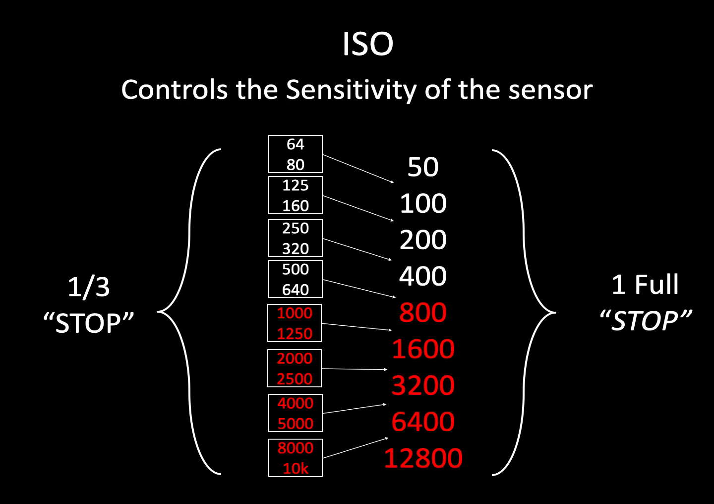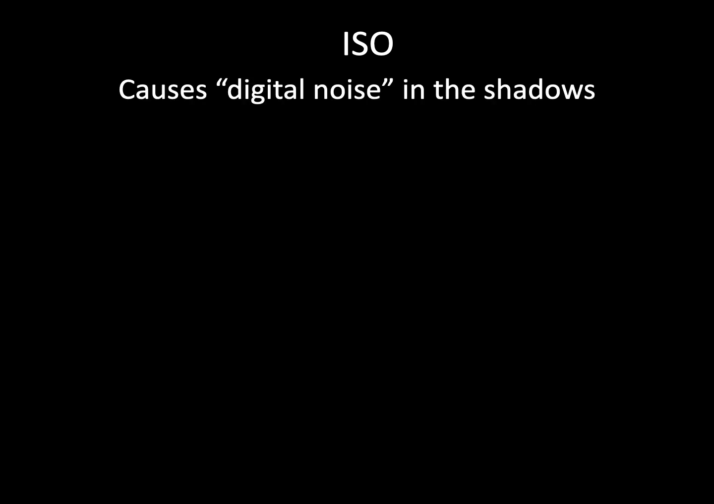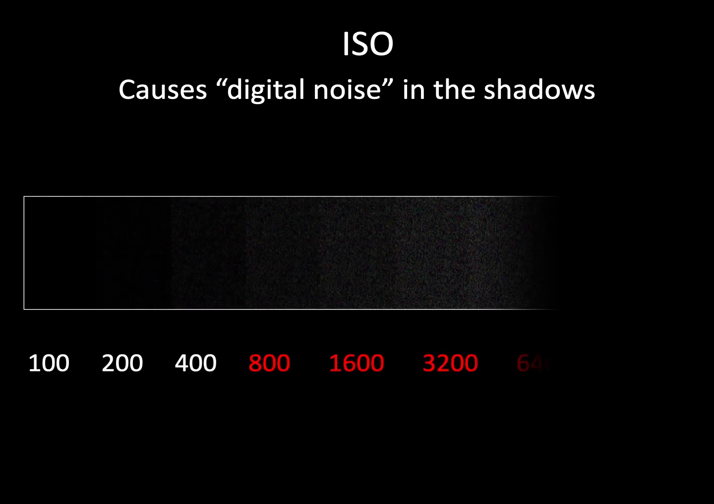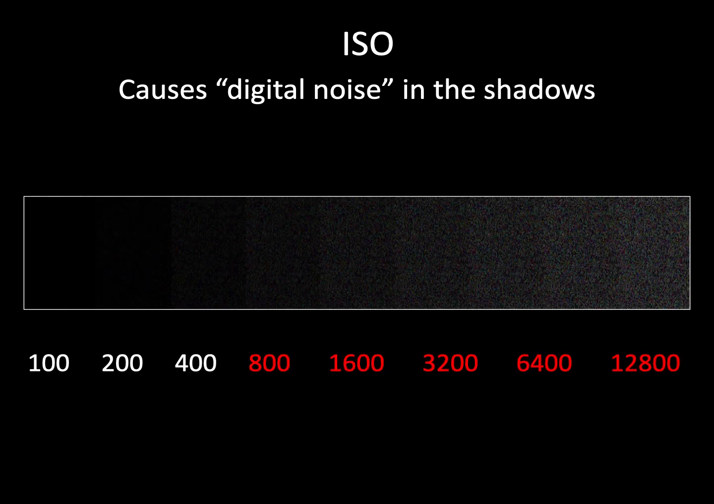The thing is, when you push your ISO too high, it does allow you to shoot in a darker environment, but it comes at a cost. And that is what's known as digital noise, especially noticeable in the shadows. So as you increase your ISO, you'll find that you get more of these coloured speckles and what have you. It doesn't look very pretty, and it's best avoided.